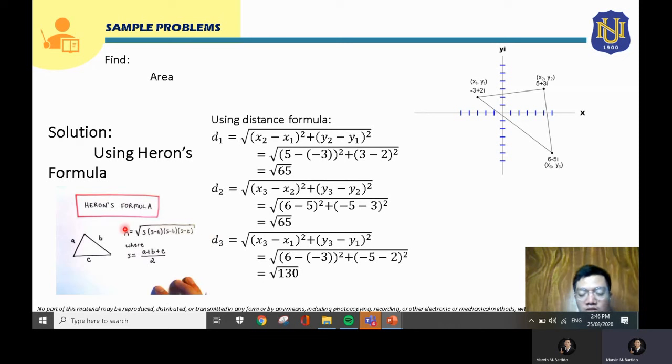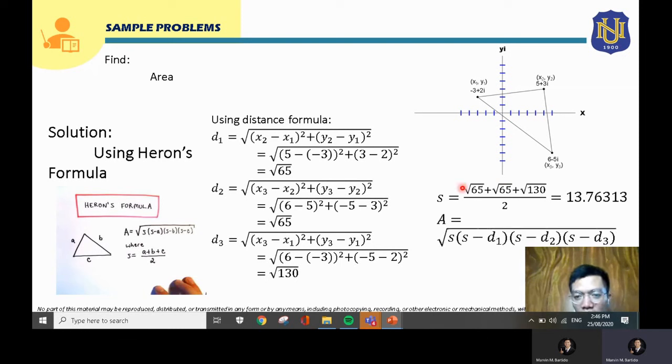Now, in order for us to apply Heron's formula in solving for area, we need to solve first for the value of S. The value of S will just be (A plus B plus C) over 2. Your A will be your distance 1, your B will be your distance 2, and your C will be your distance 3. So that will be the square root of 65 plus the square root of 65 plus the square root of 130, over 2, and that will give you 13.76313. That will be your S now.